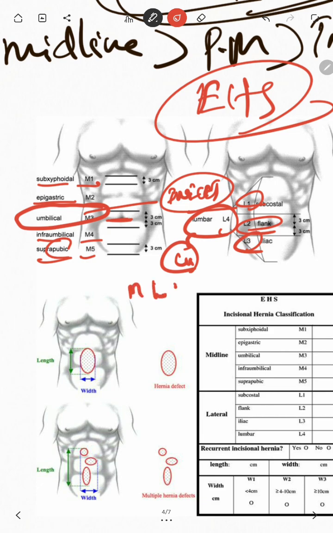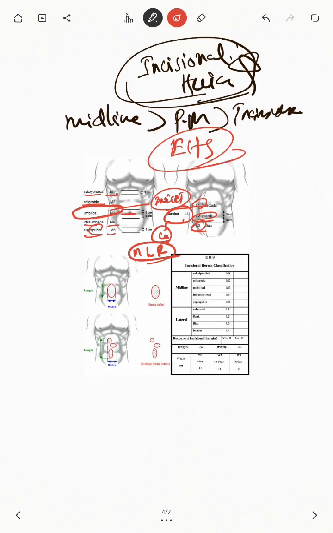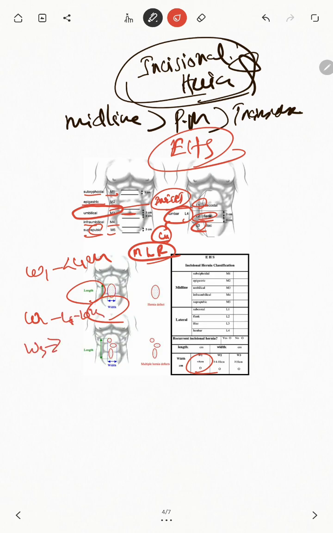So M, L, R is the mnemonic you remember for the EHS classification of your incisional hernias. M for midline, where M1 is subxiphoid, M2 is epigastric, M3 is umbilical, M4 is infraumbilical, and M5 is suprapubic. Also length and width are calculated. If the width is less than 4 centimeter, it is W1. W2 is 4 to 10 centimeter. W3 is more than 10 centimeter.